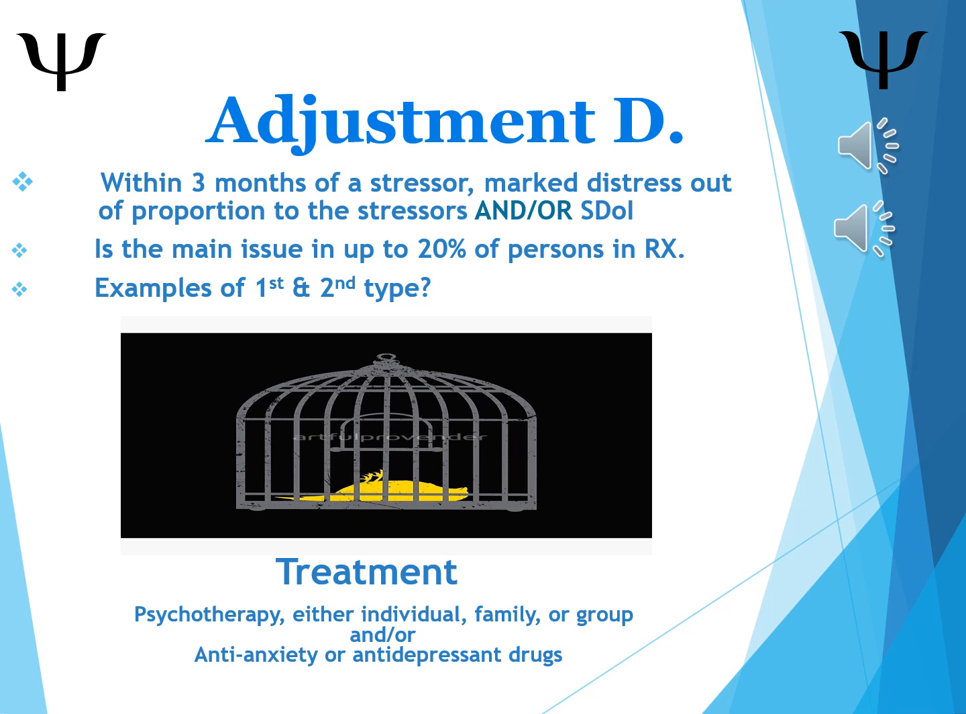And one of two conditions has to occur for diagnosis. Either the person has marked distress way out of proportion to the stressor, hence the picture. If you were distraught when your dog or cat died, many people are significantly distressed. It's like a member of the family, or for many people, they're not like a member of the family, they are a member of the family. So significant distress would be appropriate.